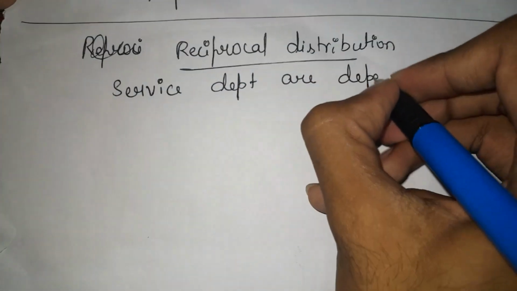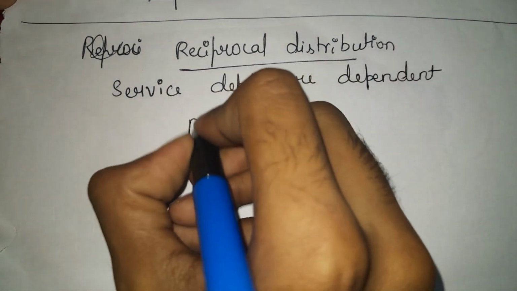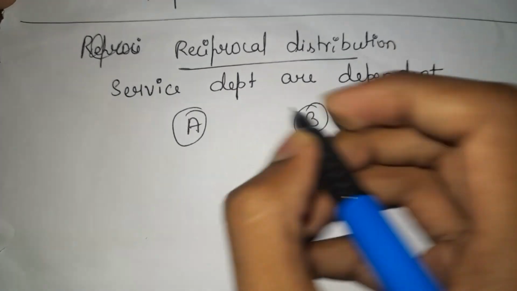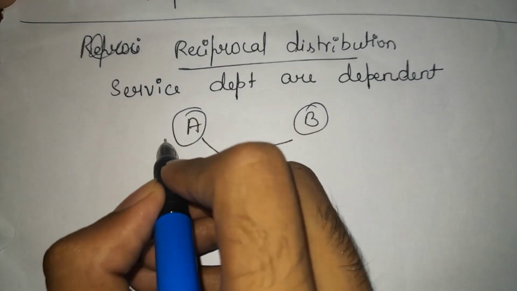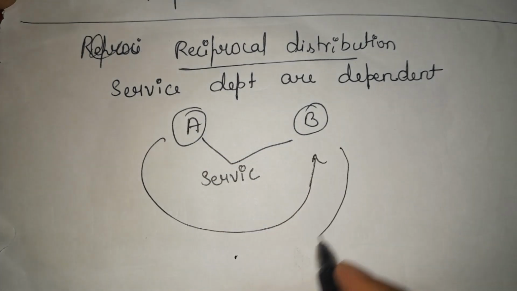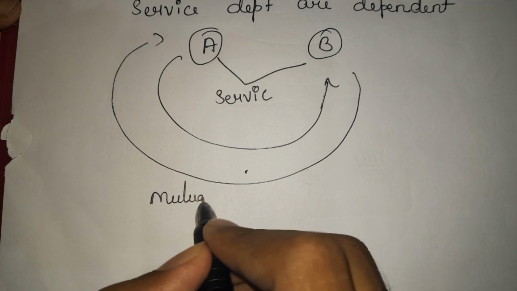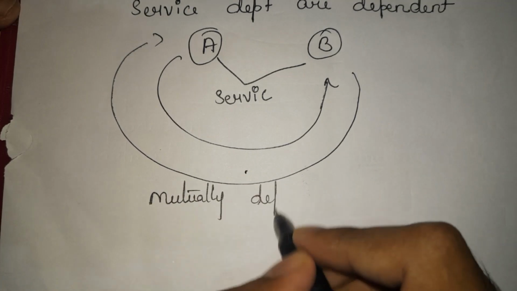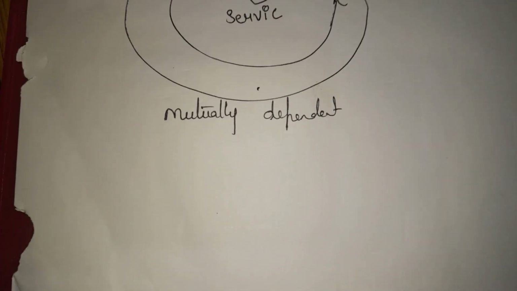What does dependent mean? There is an A department and a B department. Both of them are service departments. A also will provide services to B and B also will provide services to A. That means they are mutually dependent. In such cases, how can we solve the problem? How can we distribute the overheads?